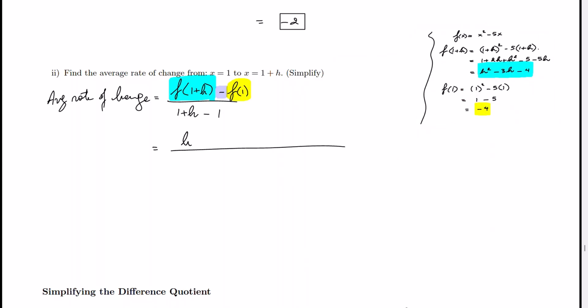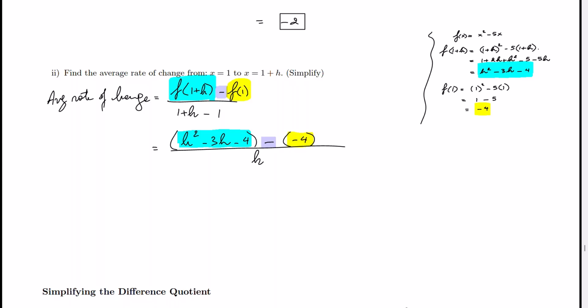So first, h squared minus 3h minus 4. That's all the blue things that we calculated. We have a minus sign that's given to us by the formula. And then we have to put an extra negative 4 because that represents the f of 1. Now on the denominator, I have 1 plus h minus 1, and the 1s are going to cancel out. So I just get h. And that's where that formula in the table or in the theorem comes from.